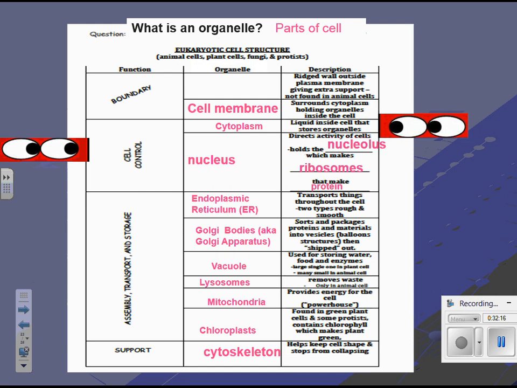Not an organelle. Although we put it up under here, it still has cell part under control because it holds all that stuff in there, like our air. Our air is not a part. So our cytoplasm is not really an organelle. It just holds all of your organelles.